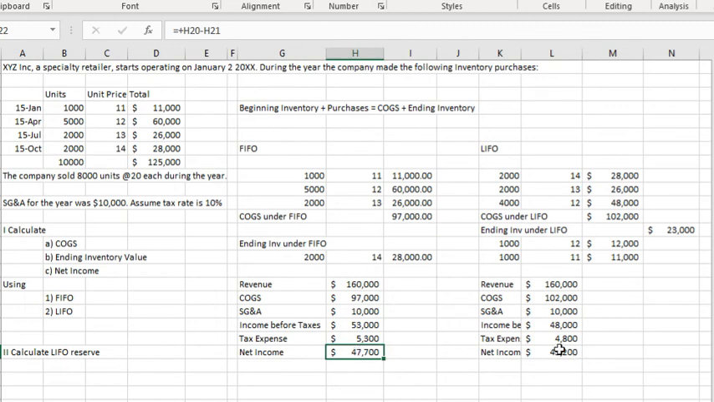So when we compare net income, we are going to see that FIFO is producing more income in an inflationary environment compared to LIFO. That's the upside of FIFO. The downside is under FIFO, our tax obligation is greater compared to the tax obligation under LIFO. In the next video, we are going to analyze the concept of LIFO reserve.